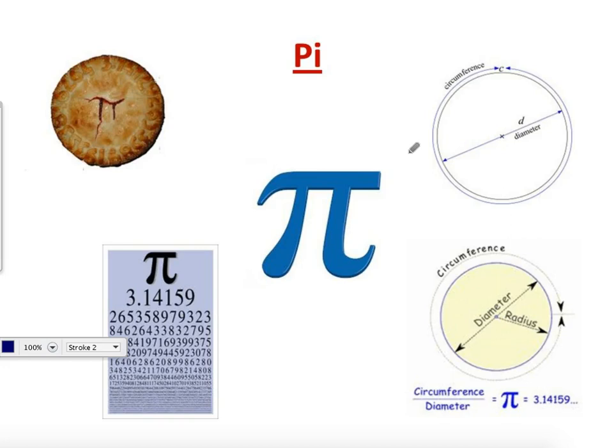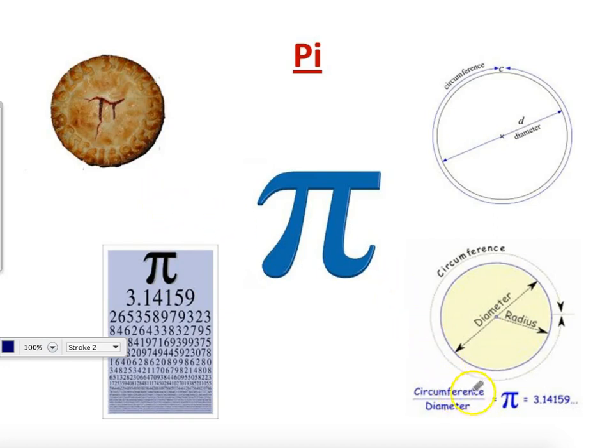So do you guys know how we find pi? Do you know how we get that number 3.14159 and it keeps going and going and going? It's an irrational number. It just keeps going. We usually round pi as 3.14, but do you know how we get that value?